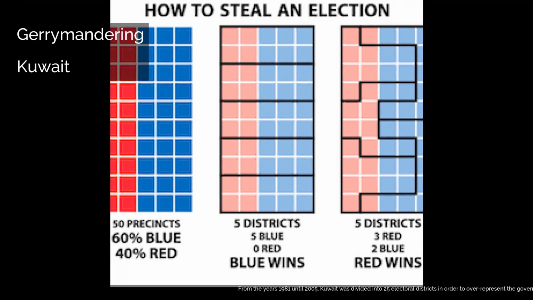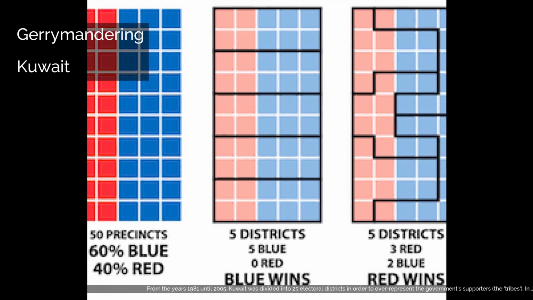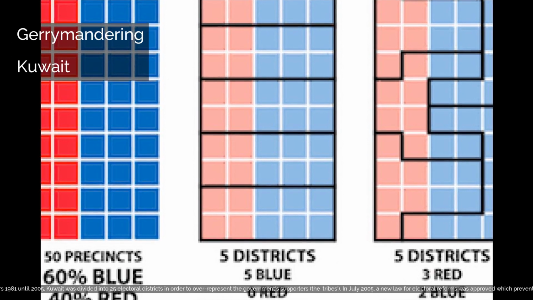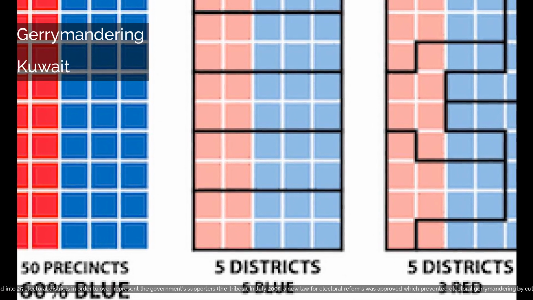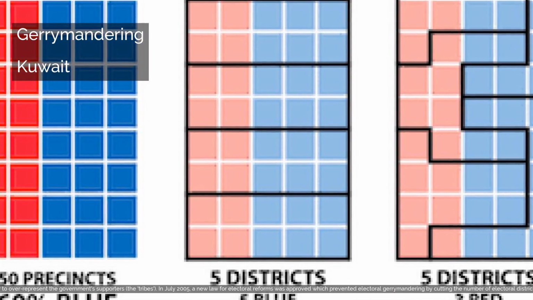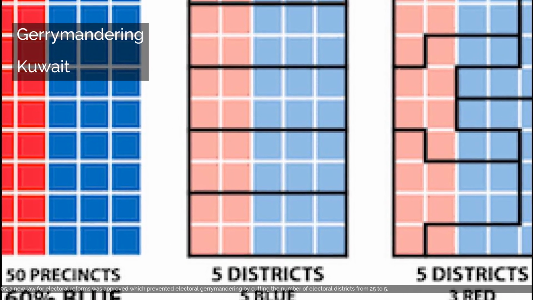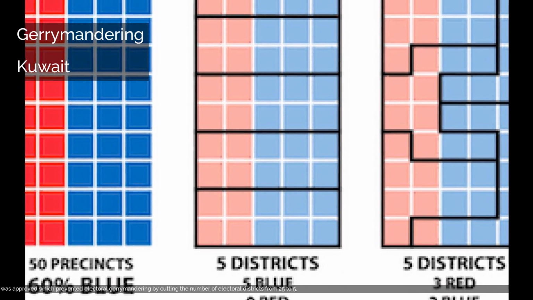From the years 1981 until 2005, Kuwait was divided into 25 electoral districts in order to overrepresent the government's supporters, the tribes. In July 2005, a new law for electoral reforms was approved which prevented electoral gerrymandering by cutting the number of electoral districts from 25 to 5.